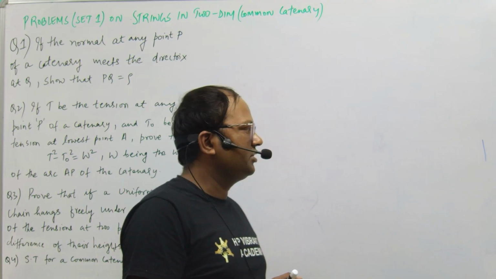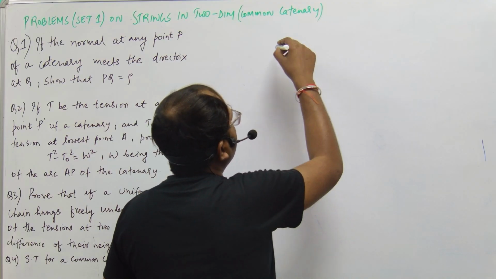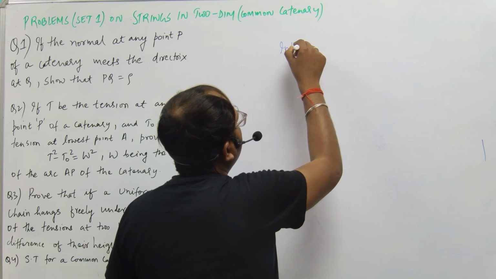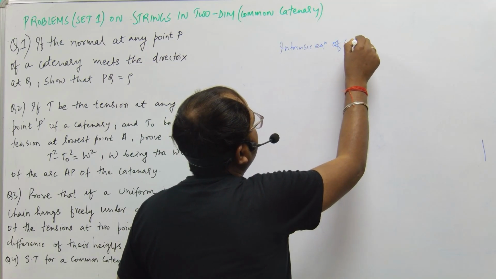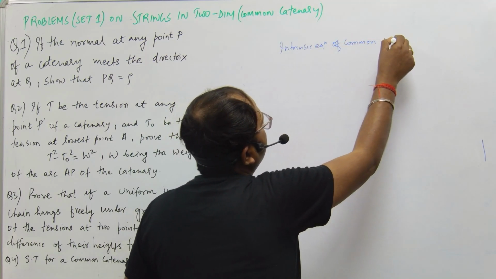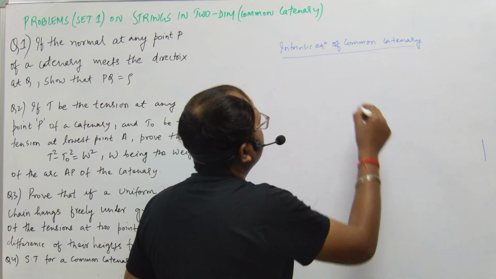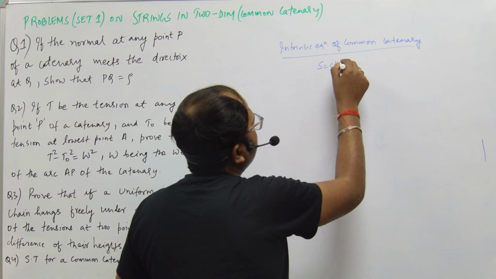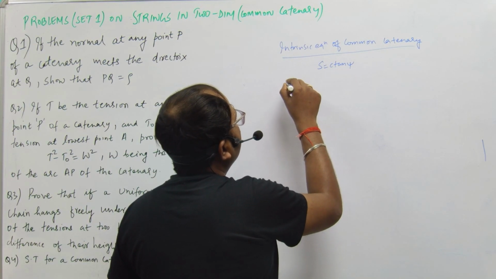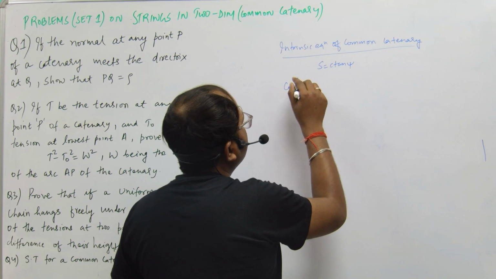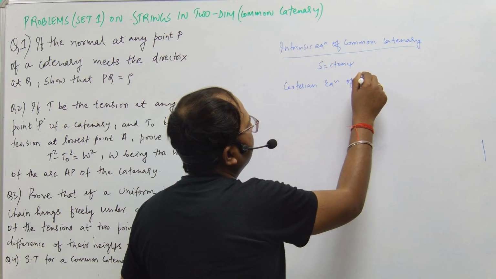So what we have seen in the previous lecture is that the important results are, so we have the intrinsic equation of common catenary. The intrinsic equation of common catenary is s is equal to c tan psi. Okay, and we have the Cartesian equation of common catenary.